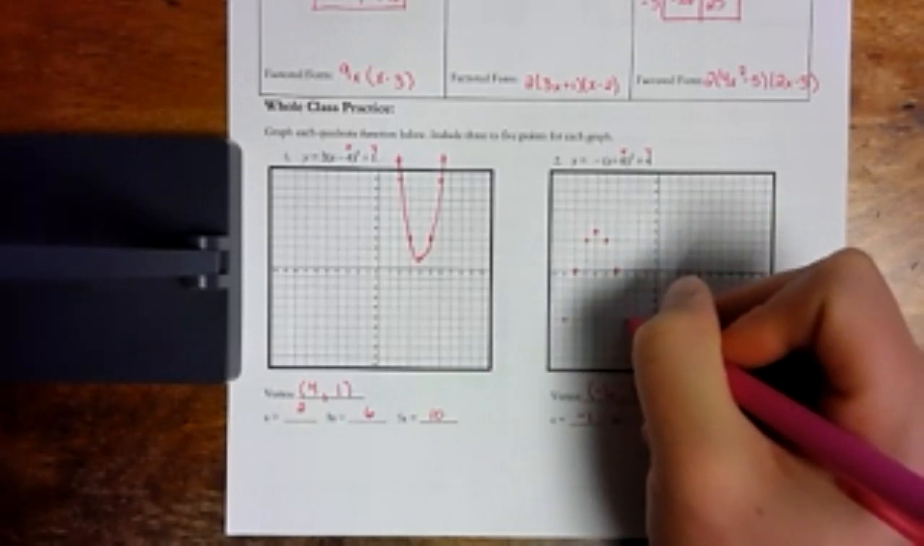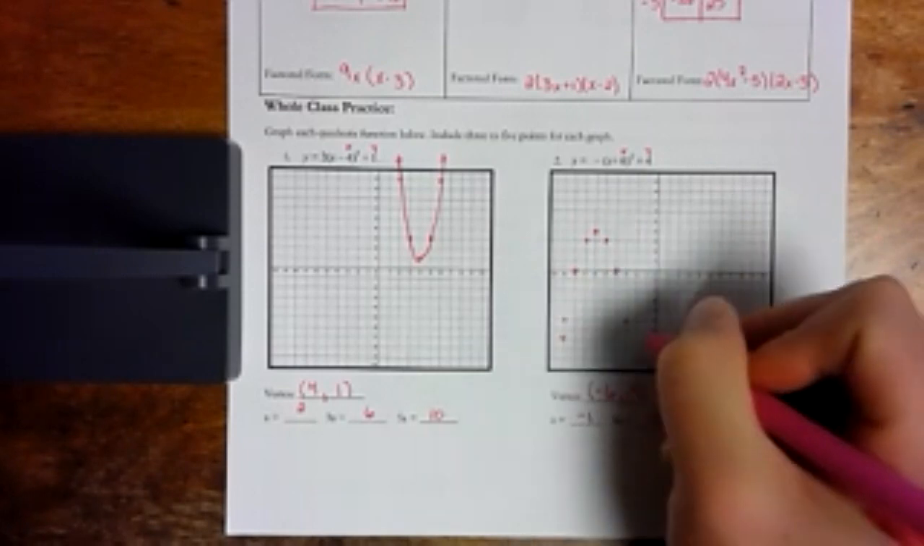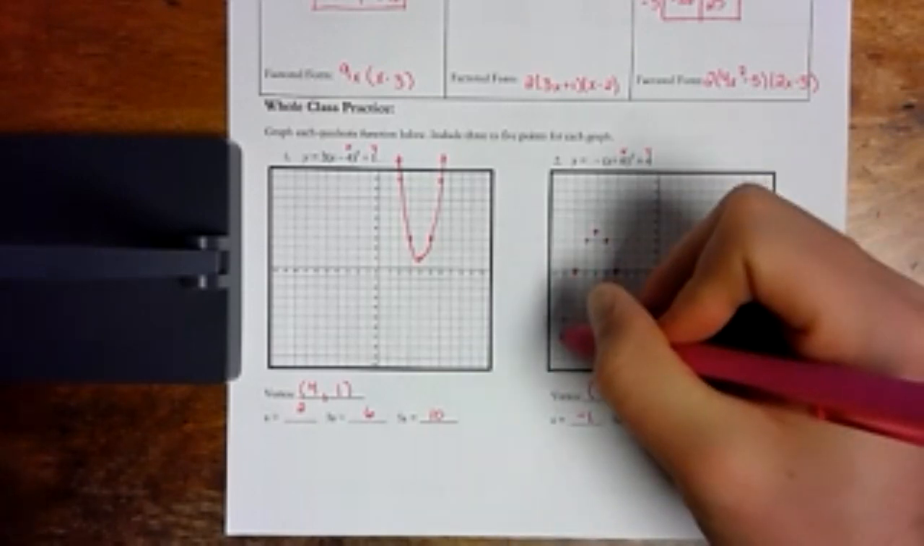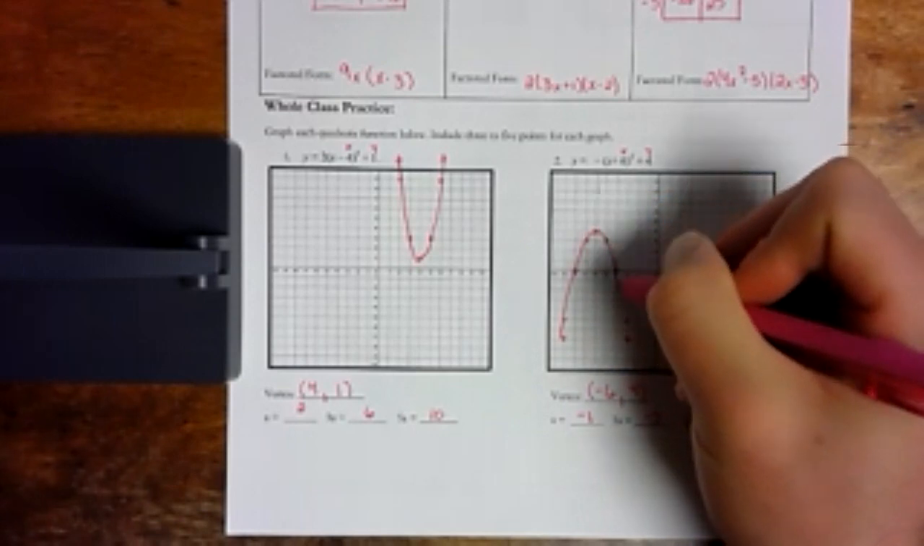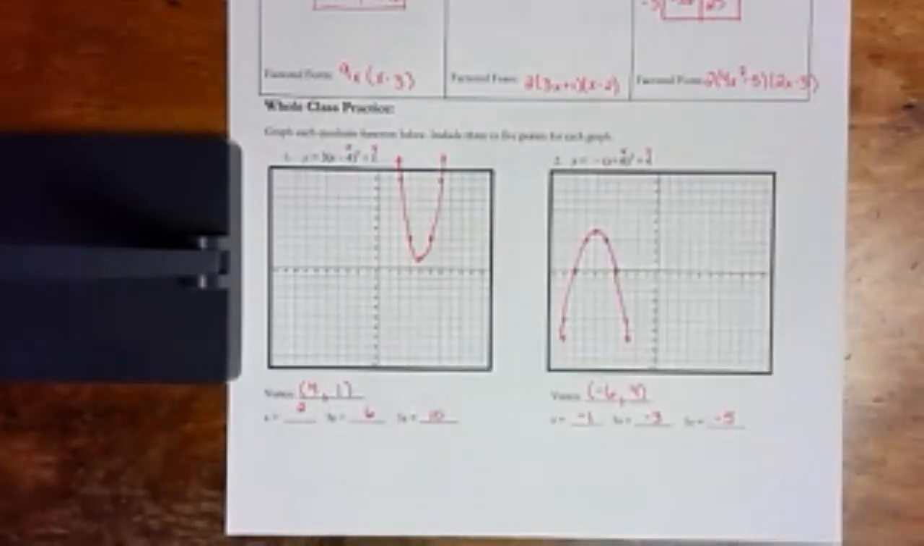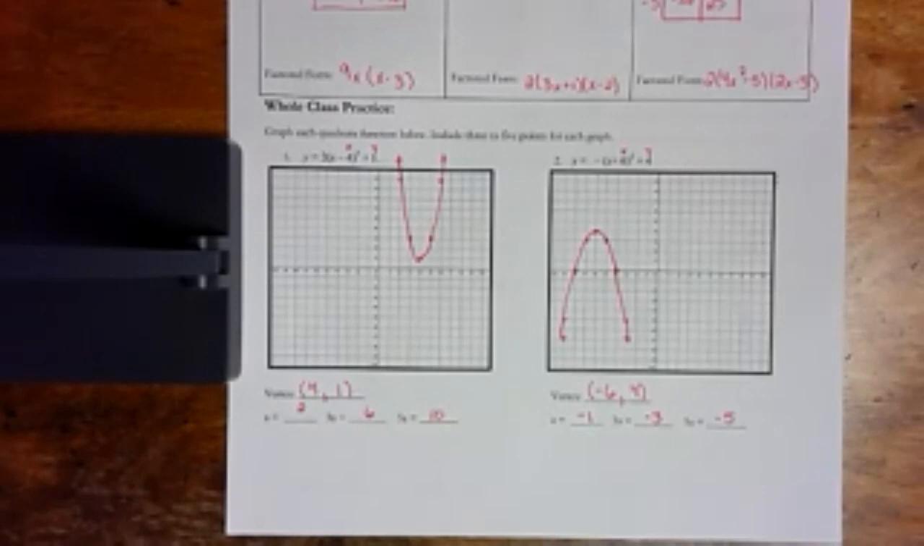Do the same thing on the other side. I'm going to connect my dots and add arrows at the end. And we have this very good looking parabola since we have 7 points, which is exactly what we needed.